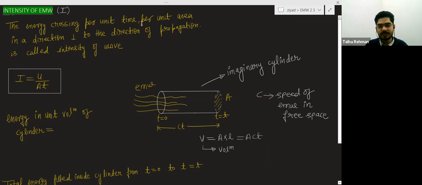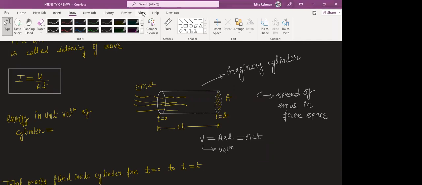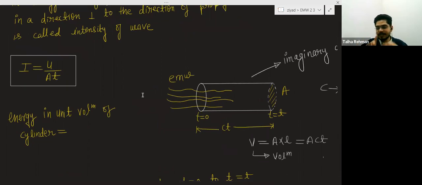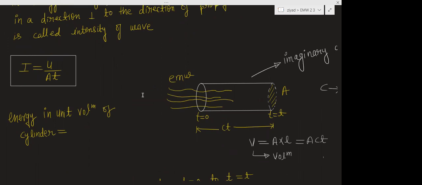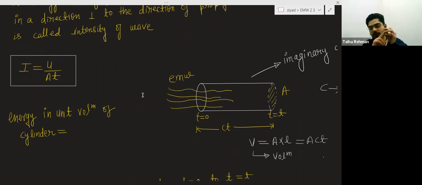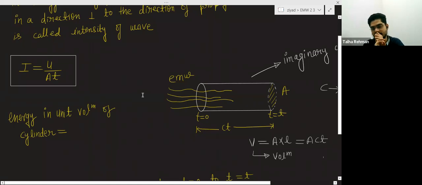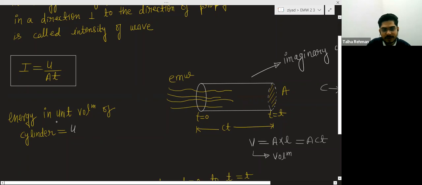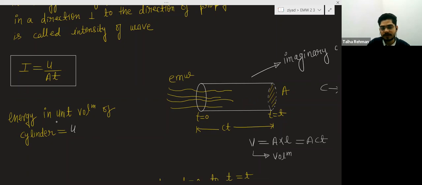Ziyad, are you getting what I am saying? Basically, just a minute. Actually, I have derived the energy density of electromagnetic wave. Energy density of electromagnetic wave means that in unit volume, in 1 meter cube, how much amount of energy is contained. Now, in unit volume of the cylinder, the amount of energy contained will be the energy density of the electromagnetic wave. I am writing here.